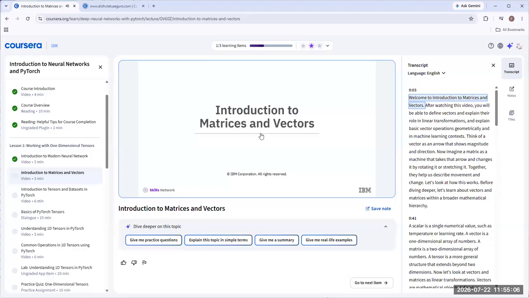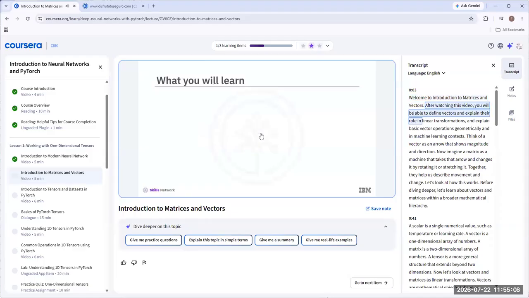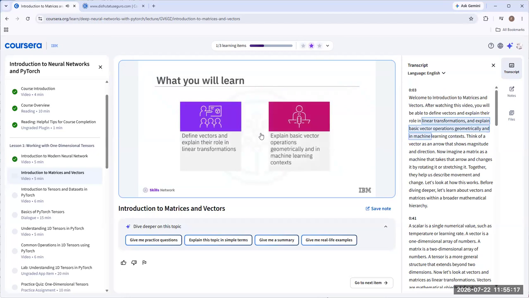Welcome to Introduction to Matrices and Vectors. After watching this video, you will be able to define vectors and explain their role in linear transformations, and explain basic vector operations geometrically and in machine learning contexts.